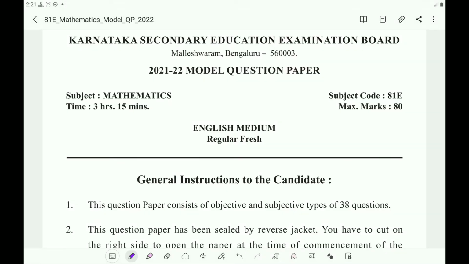Dear children, it is the third part of the 2021-22 Mathematics model question paper given by the Karnataka Secondary Education Examination Board. Now let us solve the 3 marks questions.